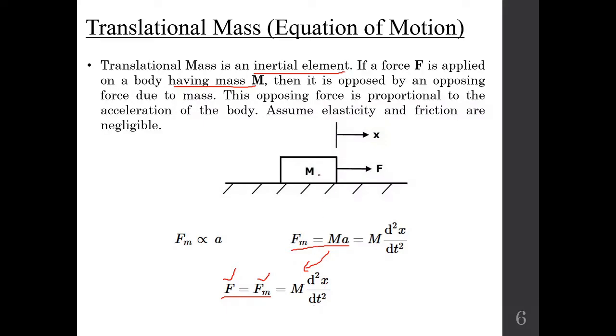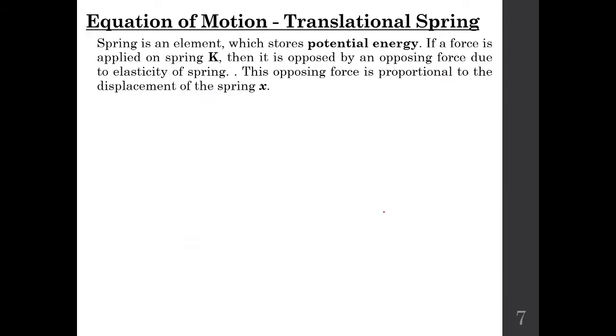So in that way, if we have a body of mass m, then we can represent its equation of motion like this by using Newton's second law of motion. And if we have a translational spring, then we are going to study how we can develop the equation of motion for the spring.